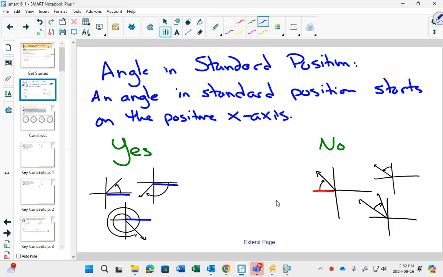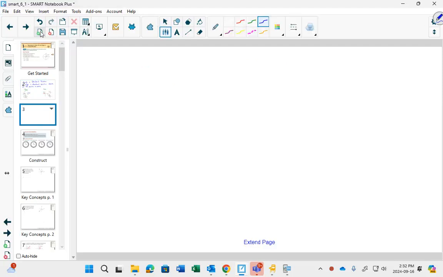So what we did here is we created a definition. I could have given you the definition, but by creating the definition from seeing examples that work and examples that don't, now you have a visual of what it is. We could play this game with any definition, but now we're going to start our next review definition.